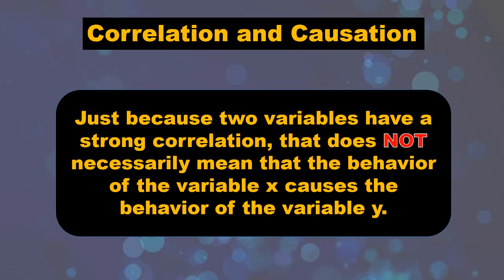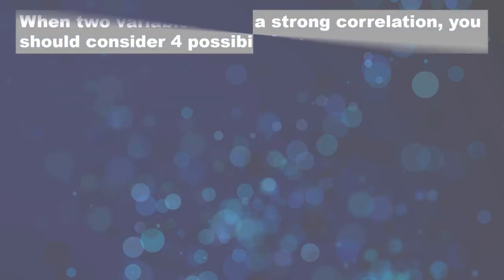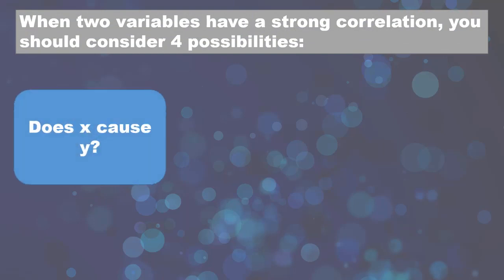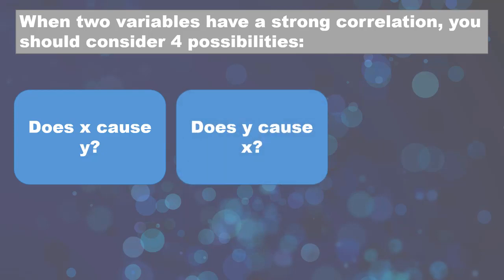There's actually several different things that could happen. So we're going to consider 4 possibilities here. The first, does x cause y? Does the behavior of our first variable, our x variable, cause the action of our second variable y? It could be the other way around. Does y cause x? Is it that the second variable y is what's causing x to do what it's doing?